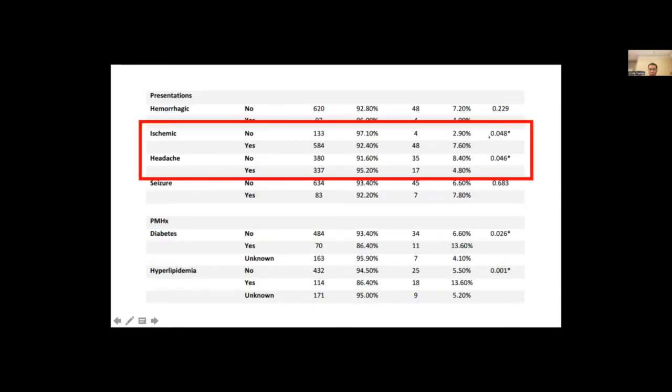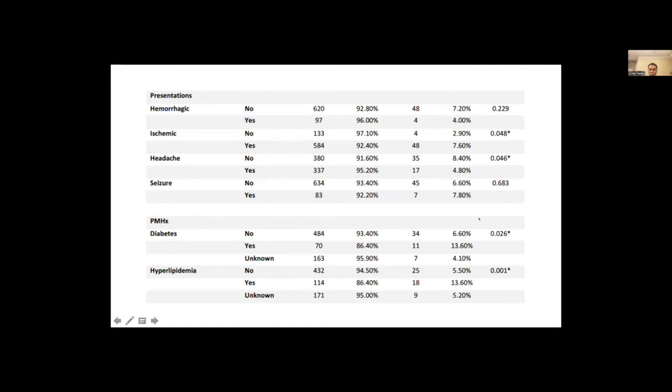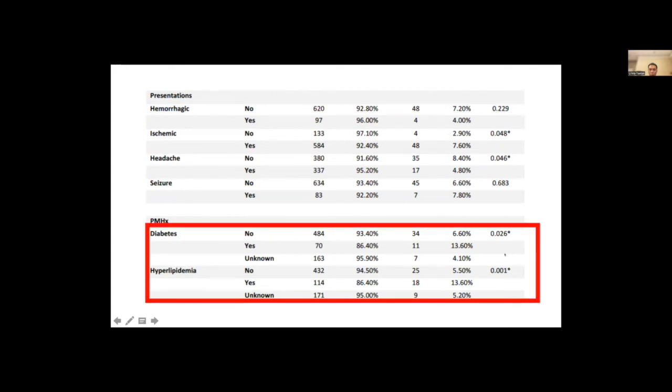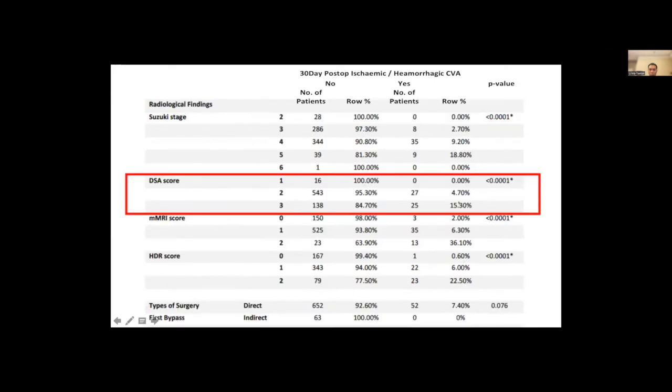So ischemic presentation, higher stroke risk. Headache, for some reason, without headache has got a higher stroke risk. Now, diabetes and hyperlipidemia. With diabetes, higher stroke risk. With hyperlipidemia, higher stroke risk. Now, these are the different scores. Suzuki stage, you can see higher Suzuki stage, there's also a trend. And then for angiographic score, it's a score 1, 2, and 3: just stenosis, IC-IC collateralization, and EC-IC collateralization. So 0, 5, 15% increased stroke risk.